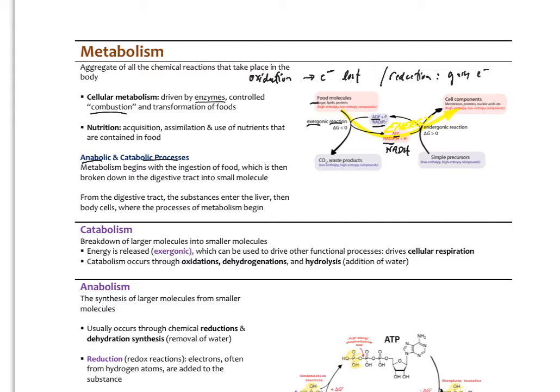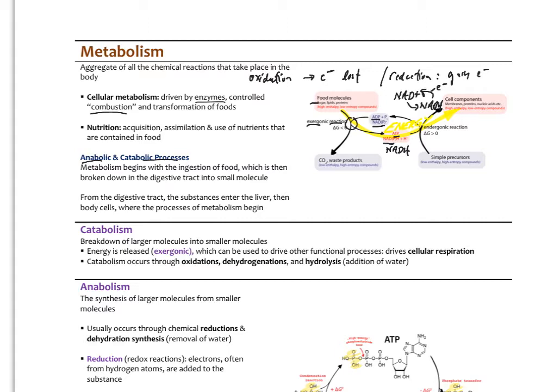But usually it's written NAD plus, is the oxidized form of NAD. When it gains an electron, it's going to become NADH. And that essentially is the reduced form. And then NADH can donate its electron to another reaction and become NAD plus again. So that's an example of an electron carrier. So that's one type of oxidation reduction reaction that can happen.